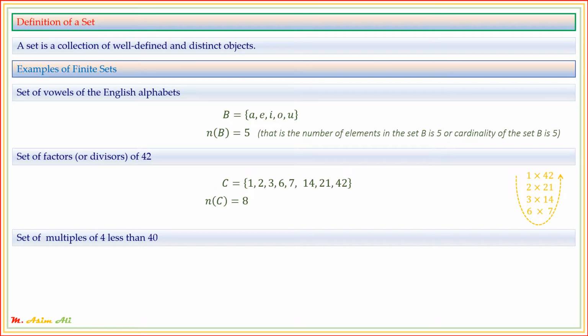For example, set of multiples of 4 less than 40. Multiples of 4 are any numbers obtained by multiplying 4 by 1, 2, 3, 4, etc. So multiples of 4 would be 4, 8, 12, 16, till we are less than 40. So 36 is the last multiple, because after that the numbers will be 40 or more than 40. So how many elements are in this set? There are 9 elements in this set.